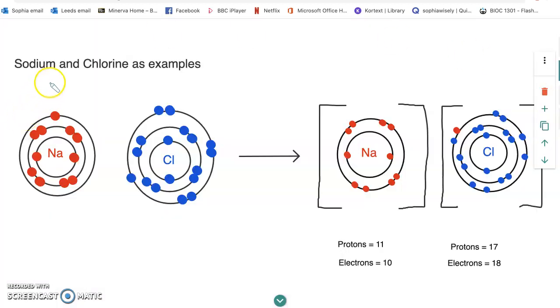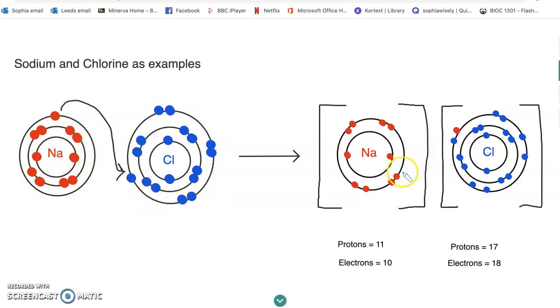So sodium and chlorine as examples. So here, sodium has 11 electrons, it has 2, and then 8, and then 1, and that's because it's in group 1, it has 1 outer shell electron. And chlorine in group 7 has 7 outer shell electrons. So if this electron joins on here onto the chlorine, then the sodium's going to have a full outer shell, and the chlorine's going to have a full outer shell.